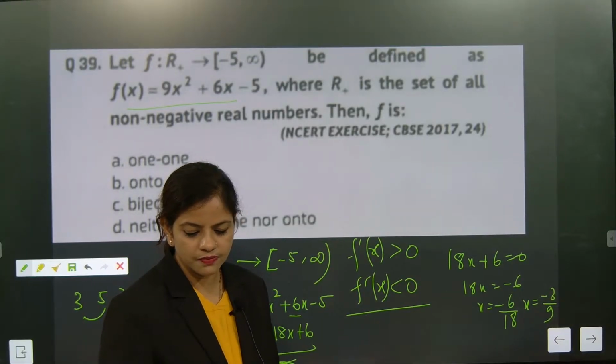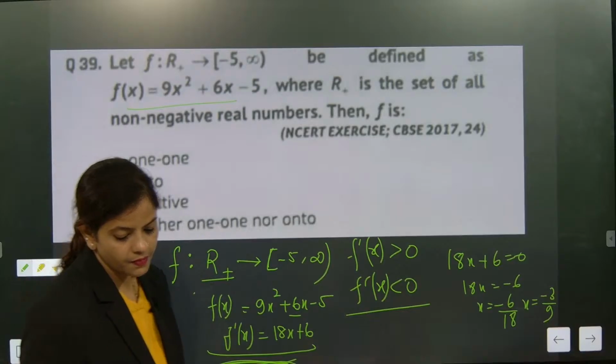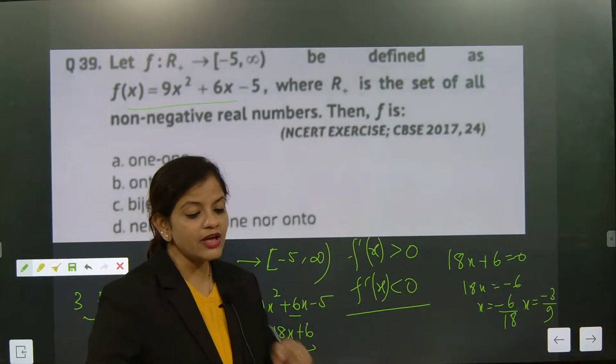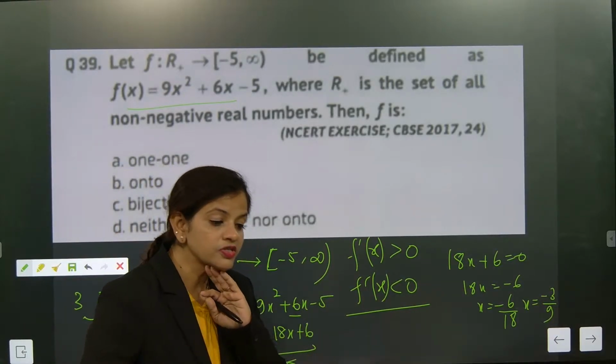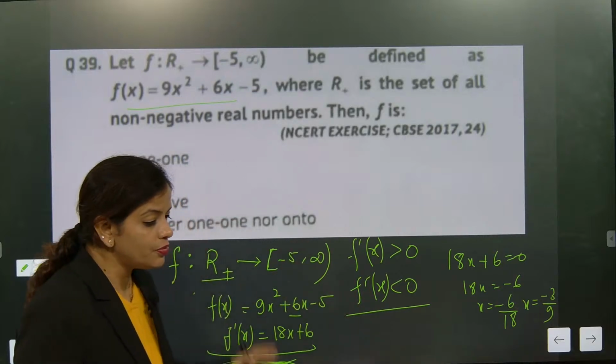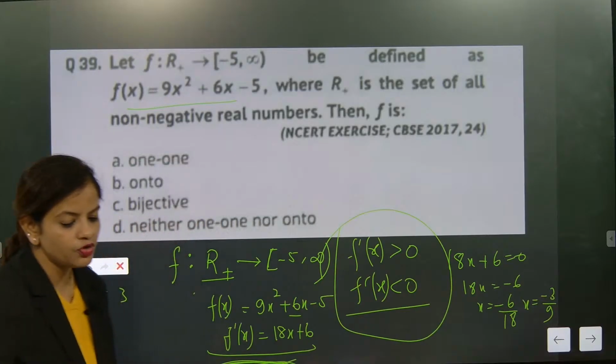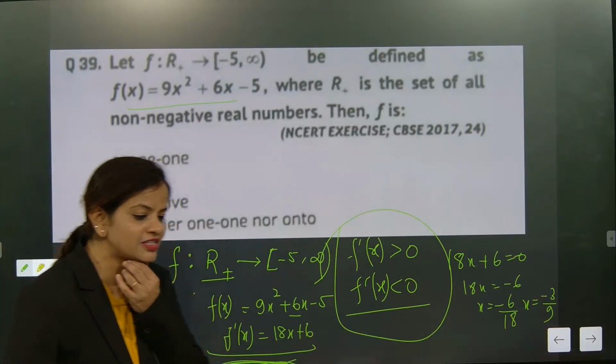Remember this rule. Whenever f dash x will be greater than 0 strictly or less than 0 strictly, it is going to be one-one. Remember, this is the most important shot. It is going to give you what? One-one. Children, are you there listening to me?